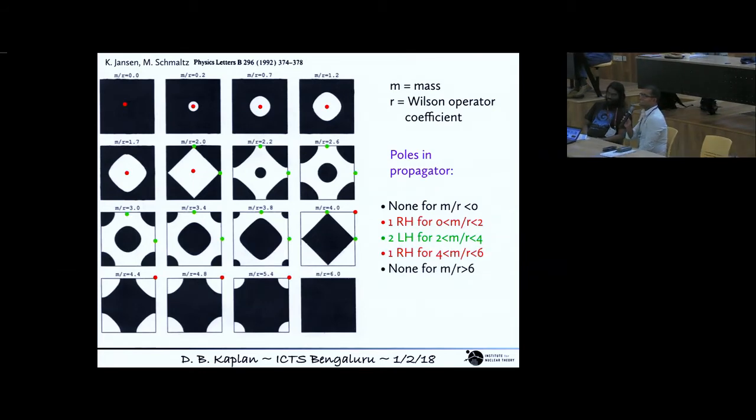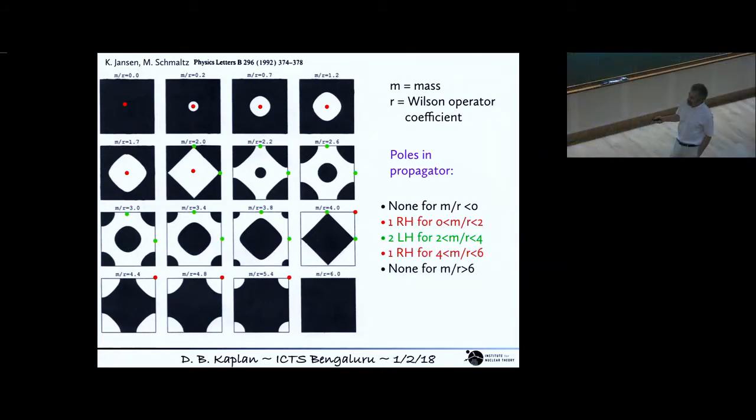Well, every 2 it changes and it goes through these numbers. I mean, it has to do with the fact that you're looking at whether 1 minus cos. Basically, what you're trying to do is every time a chiral mode appears or disappears is a place where there is an exact 0 in the Wilson propagator. And above m over r equals 6, there can't be any zeros anymore.